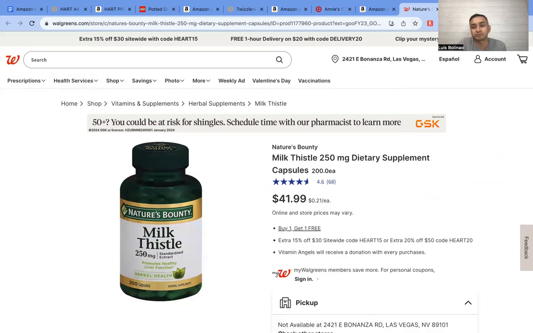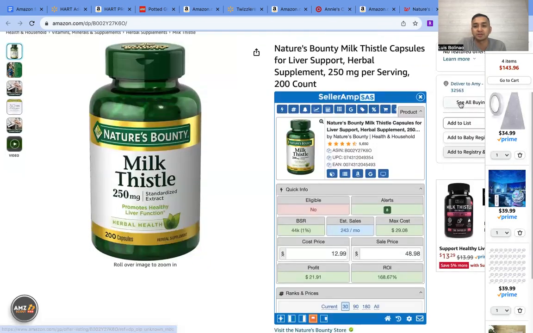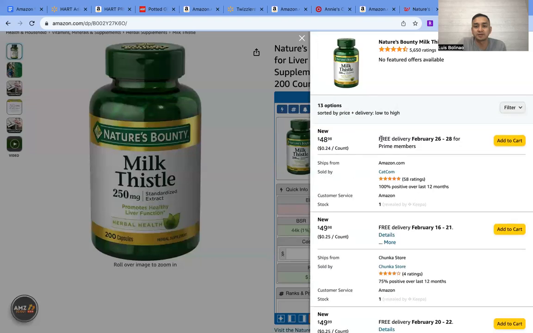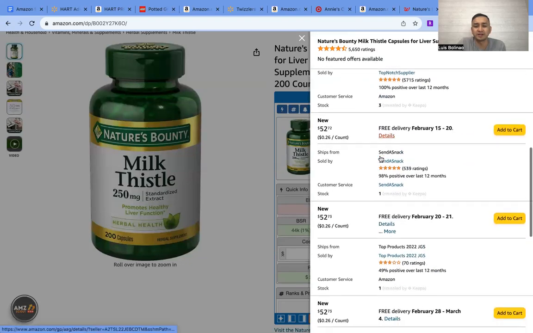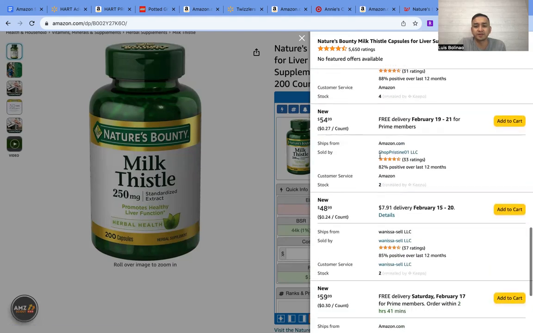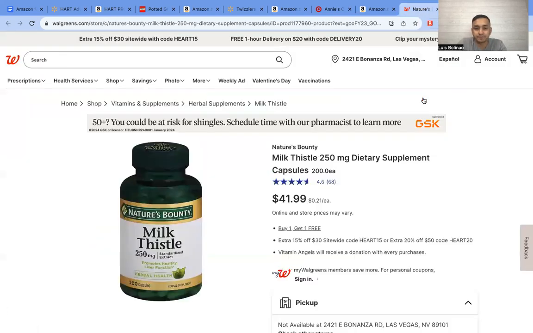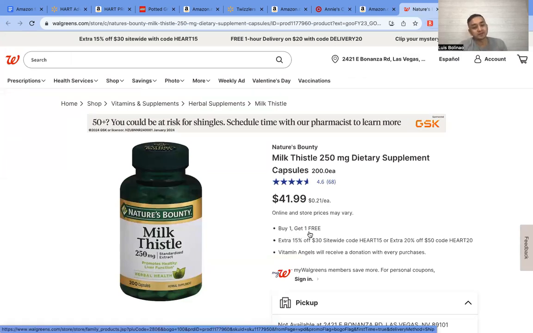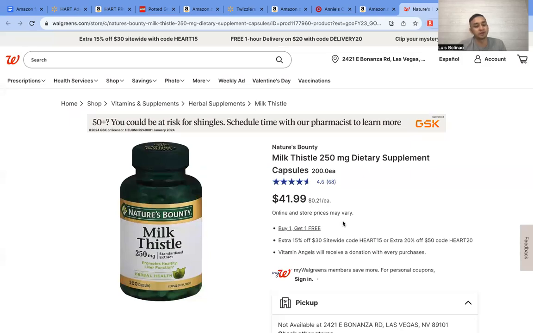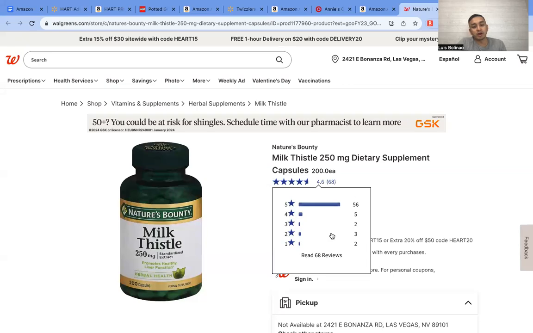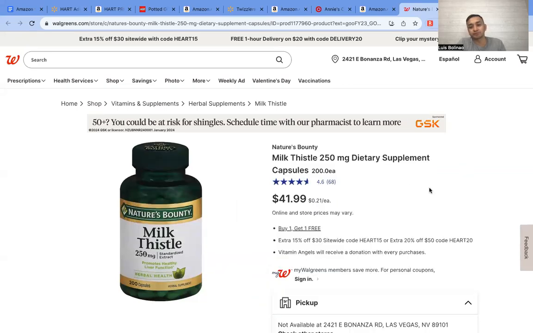On Walgreens. And the same product on Amazon is about 50 bucks or higher, all the way to $54, 60 bucks, right? And then what we do is we plug in the cost of this product. This one is buy one, get one free, so now we calculate the cost of one product. 41.99 divided by 2, because it's buy one, get one free. So now one product is about $21.